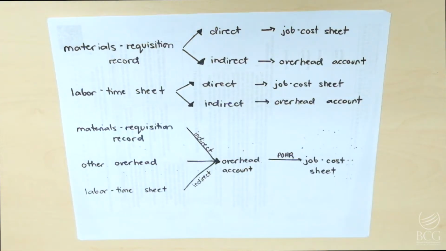To sum up the flow of costs, the direct materials and direct labor costs from the requisition of materials record and labor timesheet respectively are transferred to the job cost sheet. The indirect materials, indirect labor costs, and other overhead charges are transferred to the overhead account. The amount is then applied using the POHR, which is then transferred to the job cost sheet.